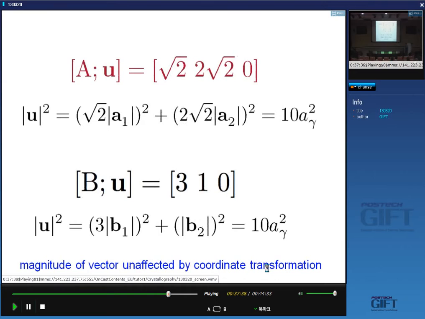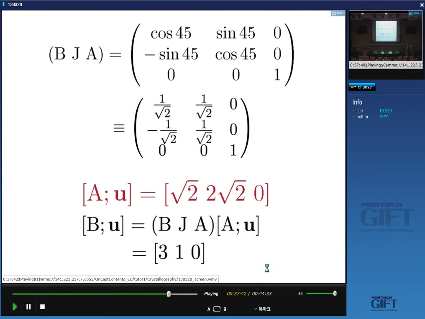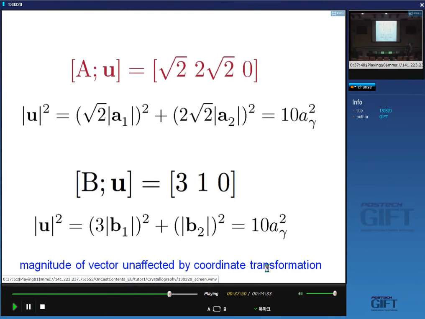Obviously, these two vectors are exactly identical, so their magnitudes must be exactly identical. They have different components, but their magnitudes must be identical. This is just to prove that. If you work out the magnitudes of these two vectors in basis A, it must be exactly identical to that in basis B, because a vector is a vector. It doesn't matter which coordinate system you use.